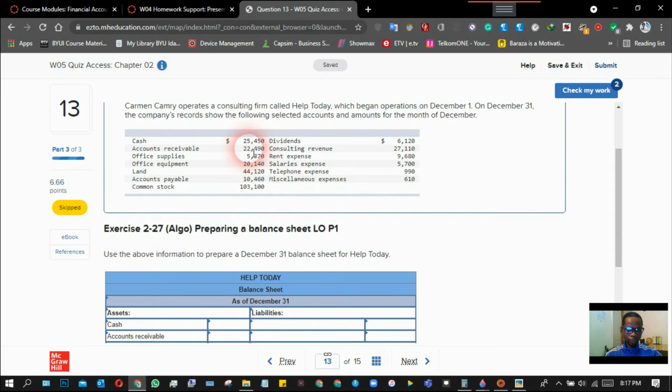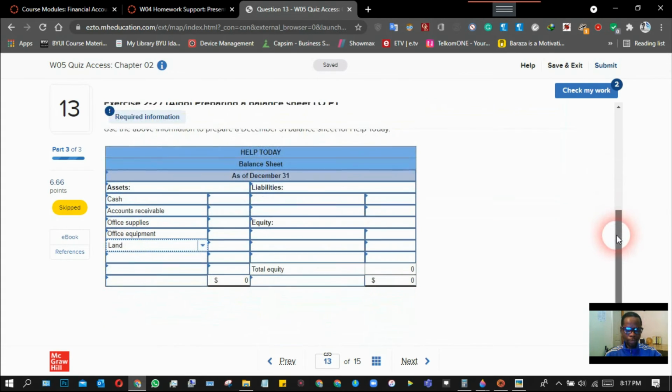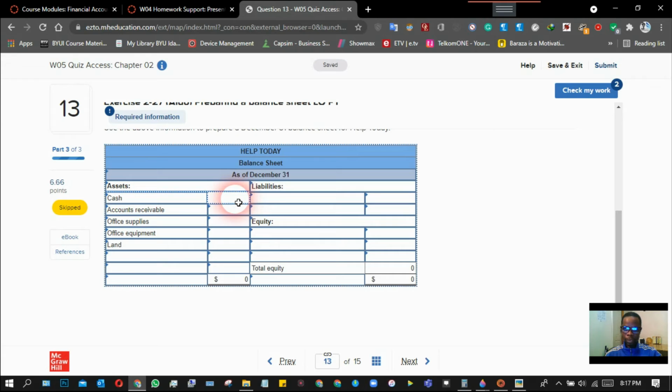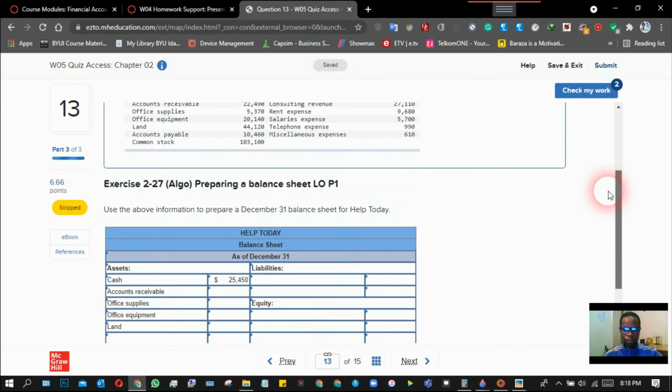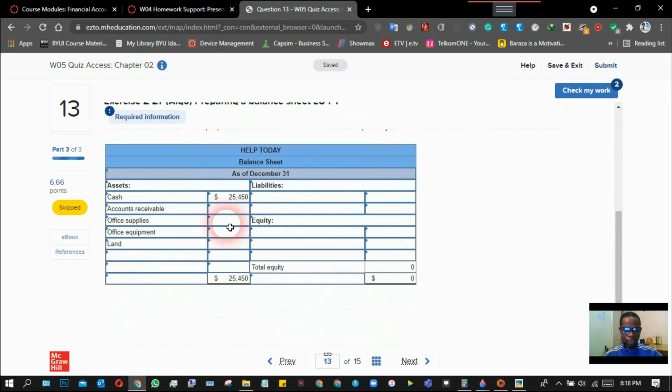Then cash is 25,450, accounts receivable 22,490, office supplies 5,370, office equipment 20,140, land is 44,120. Put that information here. For cash I have 25,450. Accounts receivable got 22,490.